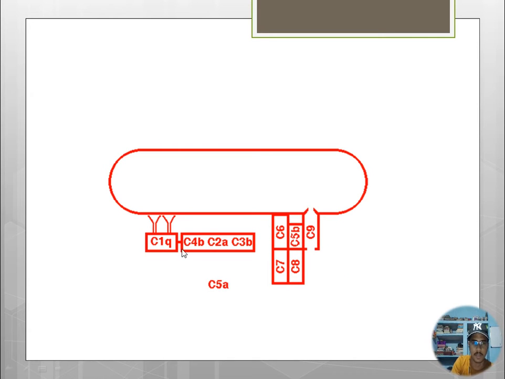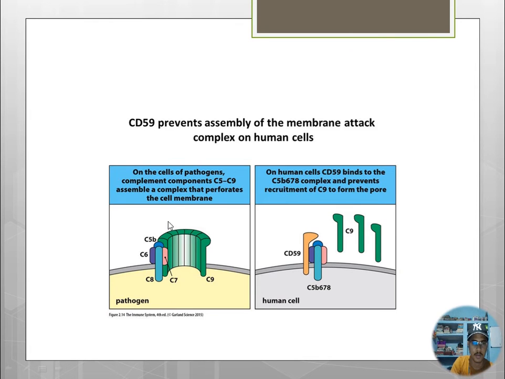Now whenever these attach, you should remember that for C4b, only the B part of the complement protein binds to the surface, and the A part gets separated away. So B for binding and A for away, you should remember like that. And over here you can see that on the cells of the pathogen, complement components C5 to C9 assemble a complex that perforates the cell membrane. So you can see that this is C5b, and to this C5b, first C6 and C7 attach, and then C8 attaches, and then C9 creates a pore in the cell membrane.